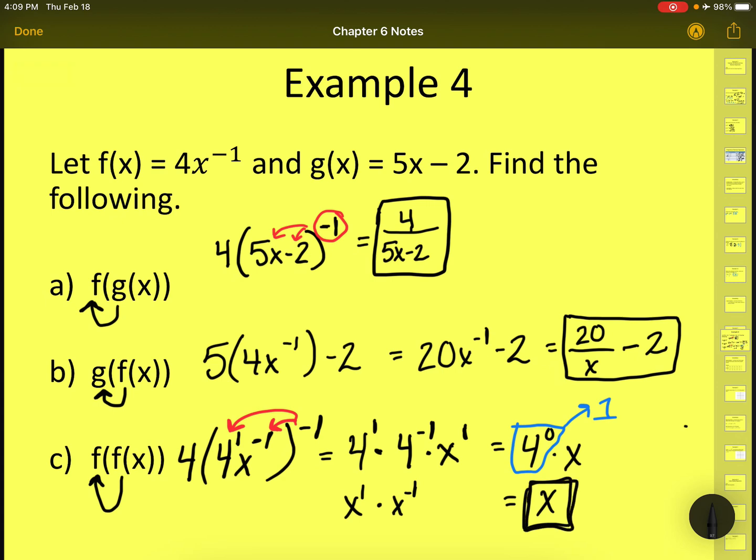So anytime you're composing, you're just filling in what you're given into the x value for the other function, or putting one inside of the other.